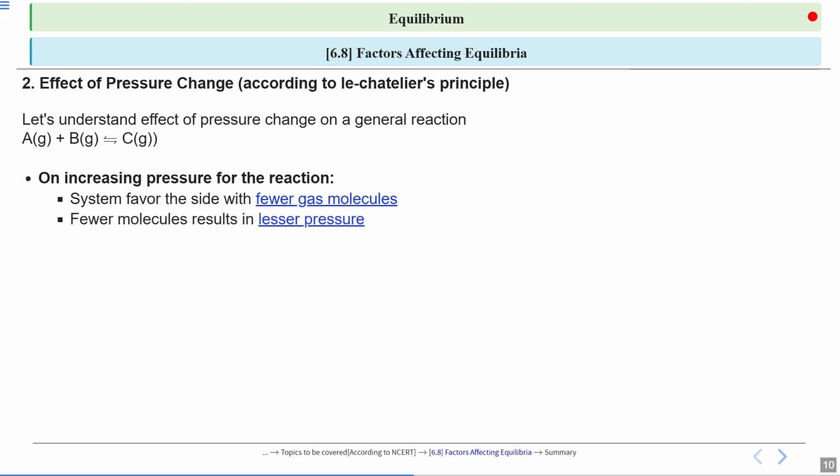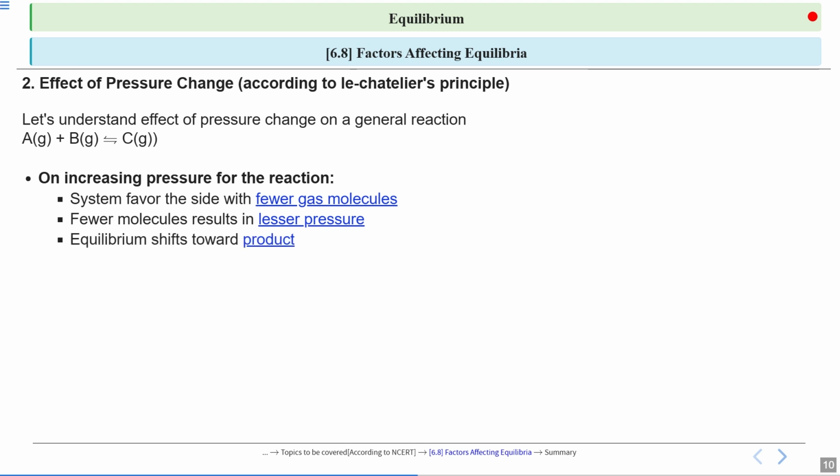Why is it so? Because fewer gaseous molecules will result in lesser pressure, and that is directly coming from the ideal gas equation. We know that PV equals nRT. From that you can say that pressure is directly proportional to n. Now if your reaction proceeds in such a way that you finally have a lesser number of moles, that will result in lesser pressure. So if you are increasing the pressure, then to maintain the equilibrium, the system will proceed in that direction such that it has a lesser number of moles produced.